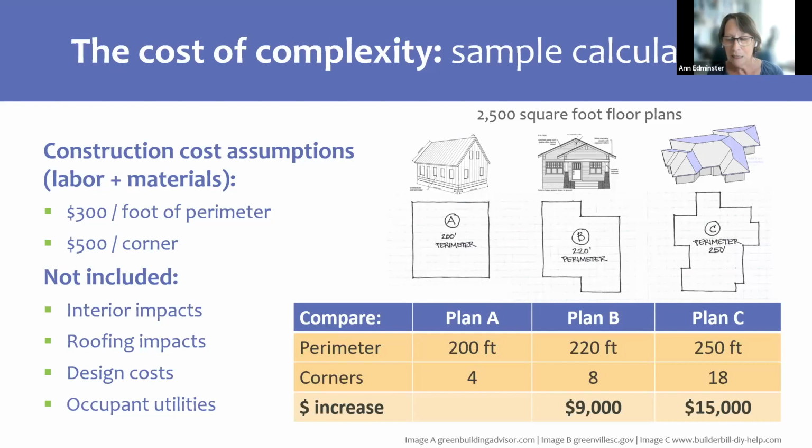Plan C has even more perimeter. We've increased our perimeter now by 25%. We're up from 4 to 18 corners. And I said, okay, let's say each foot of perimeter costs 300 more, each corner costs 500 more to build. That's ignoring a lot of other stuff, right? We're ignoring interiors, roofing, the design cost, occupant utilities, and still we're seeing substantial increases from the cost of complexity.